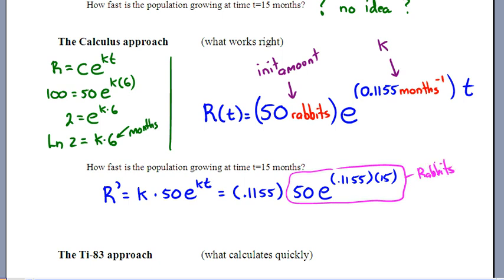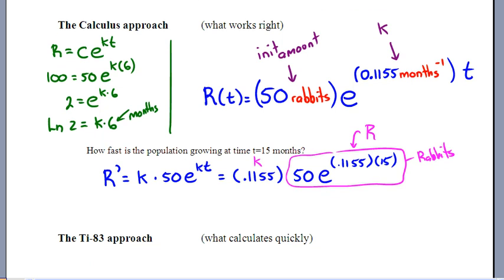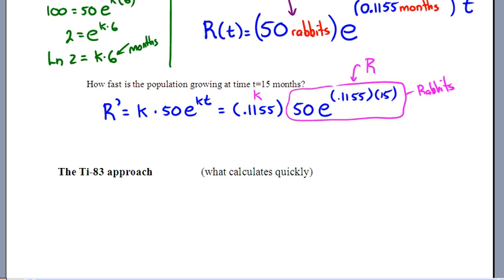That's the number of rabbits at 15 months. But then when you multiply by k, that r value suddenly turns into an r prime. That's all you have to do to find the rate of change of rabbits: just take your rabbits and multiply by the k. It'll tell you exactly what your growth rate of rabbits is. And we'll do some of those on the next question, the next page.